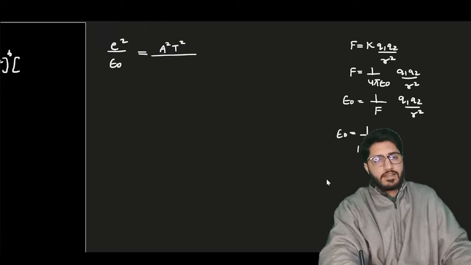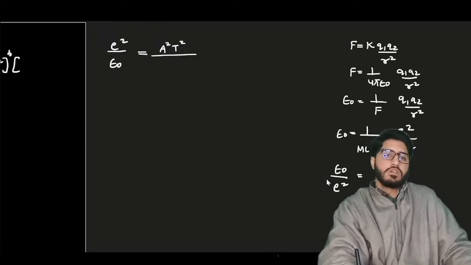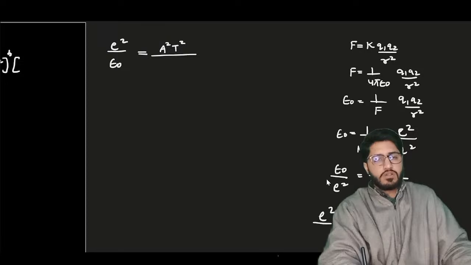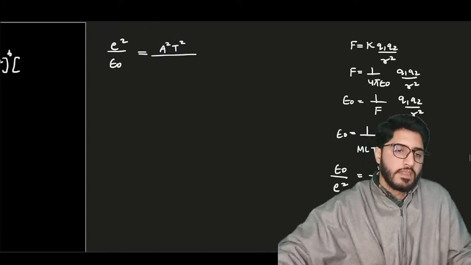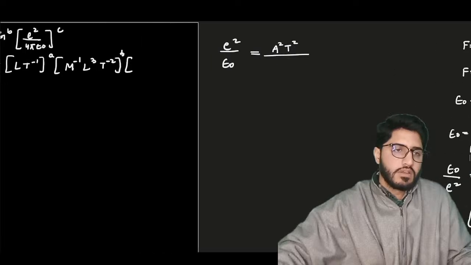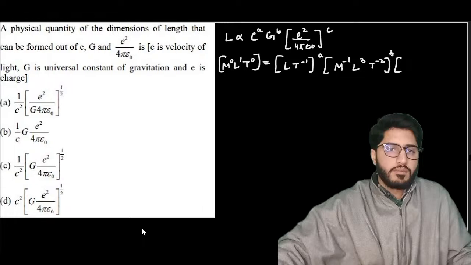1 divided by what is F? It is M L T minus 2, charge into charge square. So I can write the charge square here, e square only, by L square. I can take it here now. So it will become epsilon naught divided by e square equals to 1 divided by M L T minus 2. So I need its reciprocal, and I will get here M L cube T minus 2. I'll put the values here now.